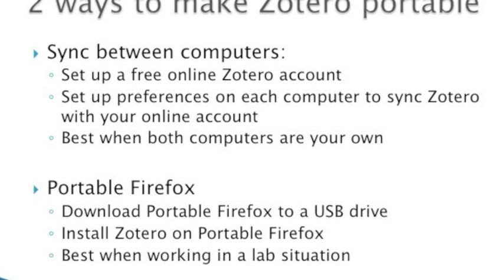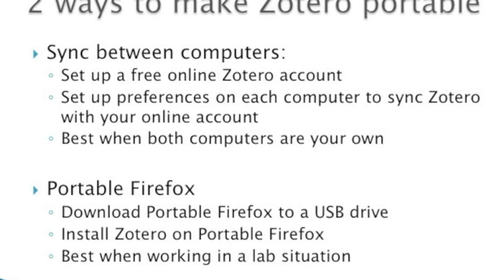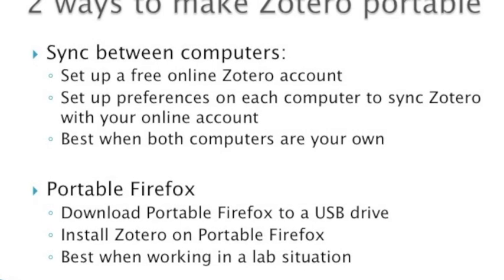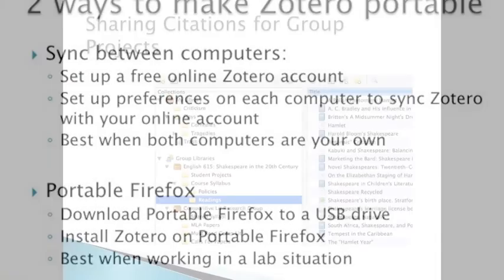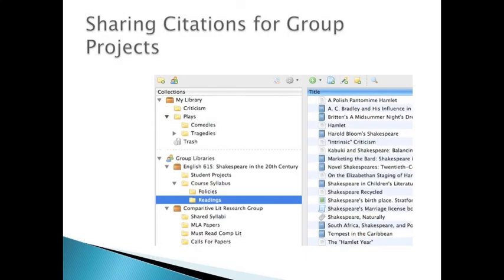And then portable Firefox is a good way to go if you end up working a lot in a lab situation or on computers that are not your own, in a nutshell. You can share citations with a group for group projects. If all of you end up having to establish an account with Zotero online, and then you can use a group library on Zotero.org to share the stuff back and forth.